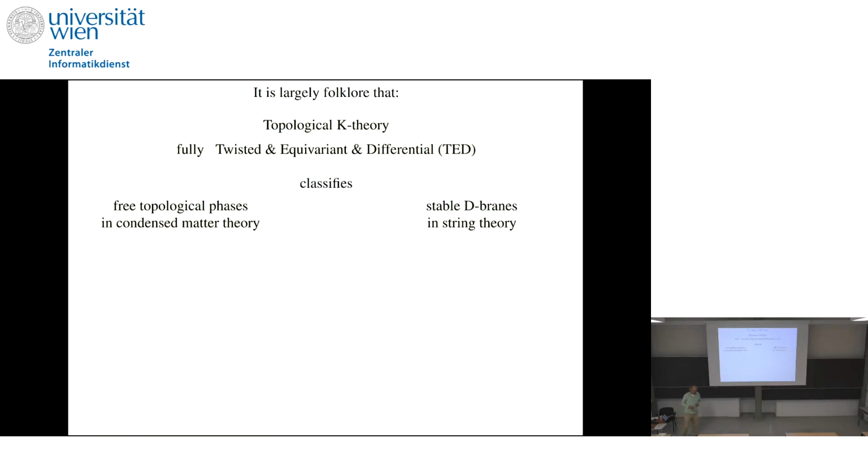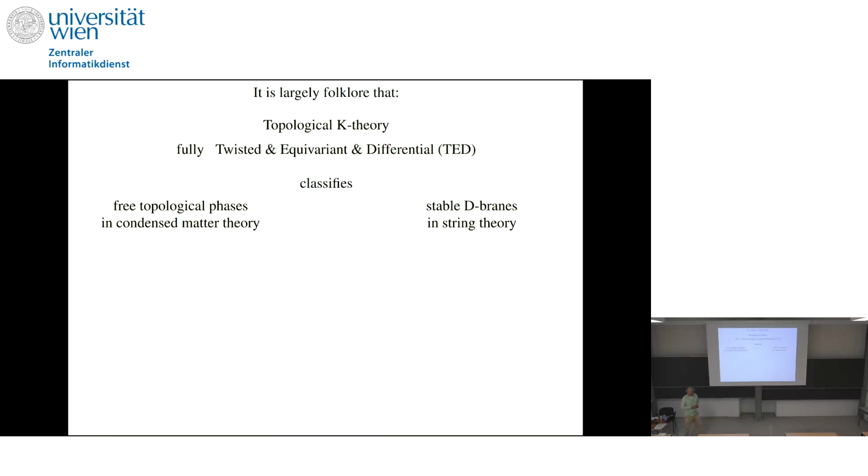So let me start by recalling a folklore statement that you're all very well familiar with. Many of you will have worked on this. And this is something that has been thrown around in the community for decades already. So the folklore says that topological K-theory, and really in its fully twisted and equivariant and differential form, TED, classifies, and the old statement is in string theory on the right side, stable D-branes, a famous statement. It's supposed to classify stable, possibly non-supersymmetric D-branes.